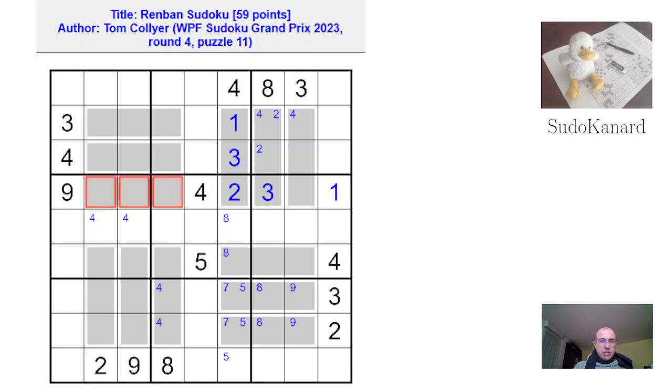So those now must be 5, 6, 7, or 6, 7, 8. So they need a 6 and a 7. And the remaining digit is here, that's a 5 or an 8.